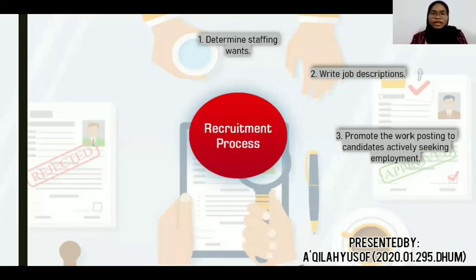Determine the channels that may best reach job seekers, like posting on job sites, sharing across social media platforms, and attending in-person or virtual hiring events.